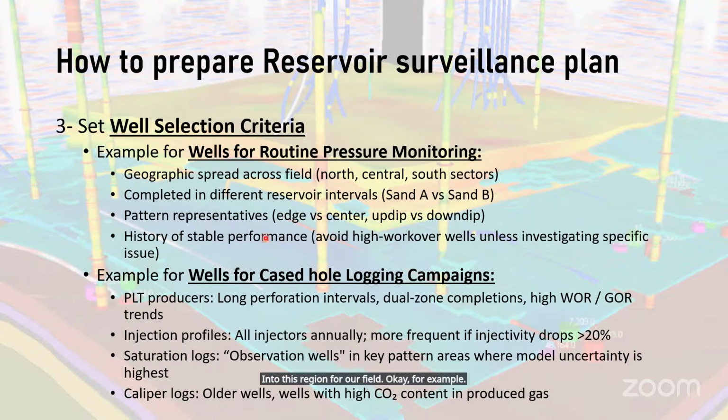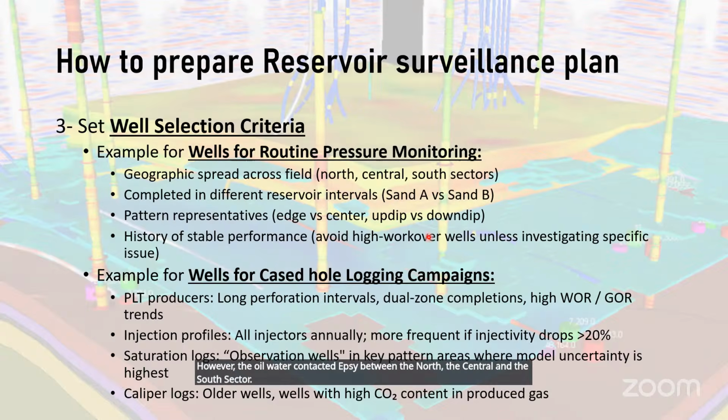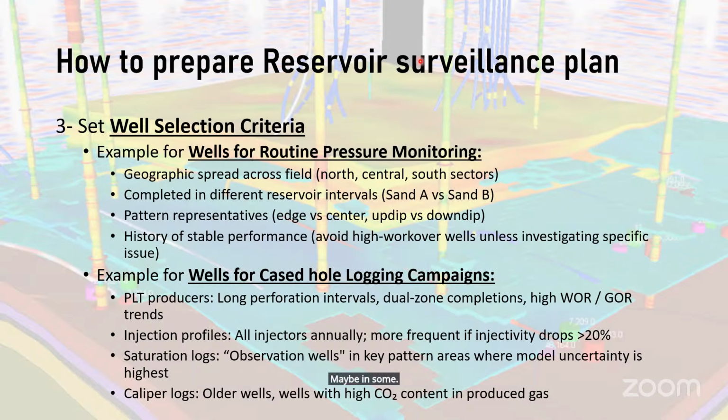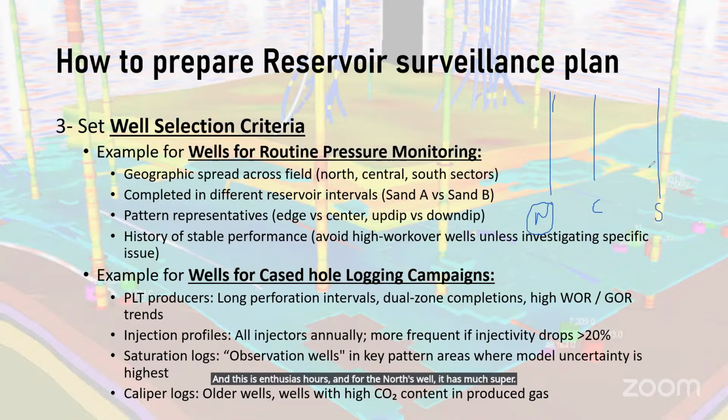For example, we want to acquire cased hole logging like the RST. Why? Because the RST will tell us whether the oil water contact depth between the north, the central, and the south sector of our field is the same or not. Maybe in some cases you have a tilted oil water contact. For example, if we have a well in the central, one in the north, and one in the south, and the north well has much more production than the other sectors.